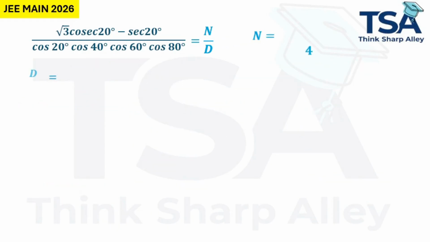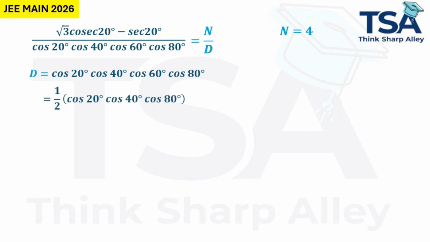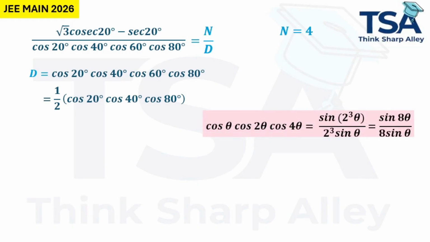Now let's solve the denominator. We know from standard trigonometric values that cos 60 degree is half. So substituting this converts the denominator into this. There is a classic highly powerful identity for products of cosine with doubling angles. Now notice the remaining angles, 20 degree, 40 degree and 80 degree. Each angle is exactly double the previous one. So this layout perfectly triggers the classic continuous cosine product identity, which is this.